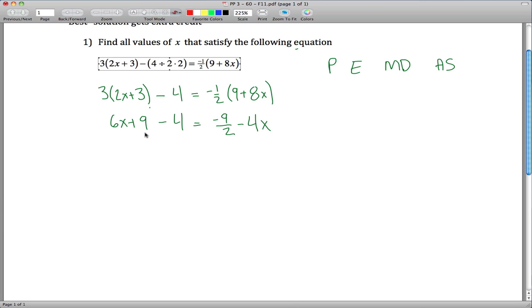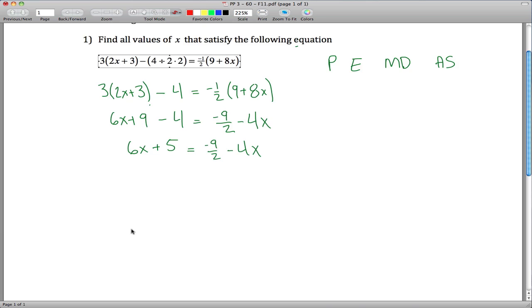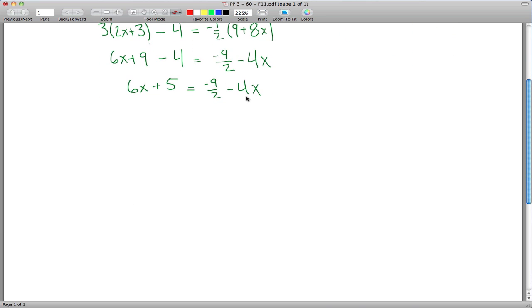And now we can combine like terms here. We have plus 9 and minus 4, so we get 6x plus 5 equals negative 9/2 minus 4x. And then finally, what we want to do is solve for x. So let's see, to get all the x's on one side of the equation, maybe we should add 4x to both sides.